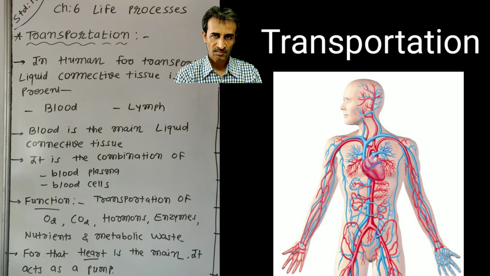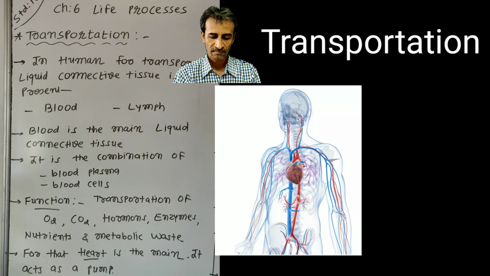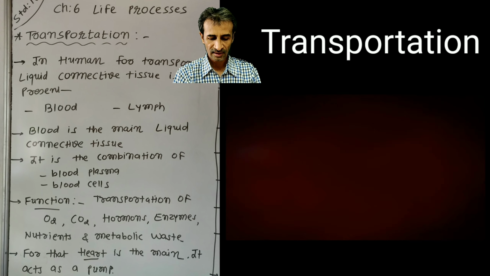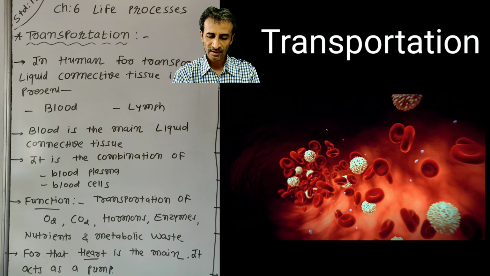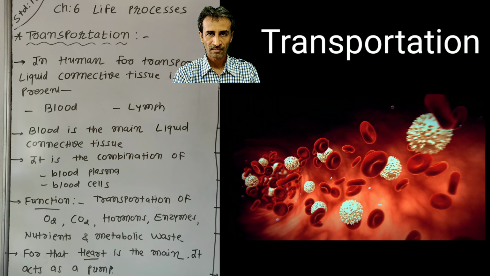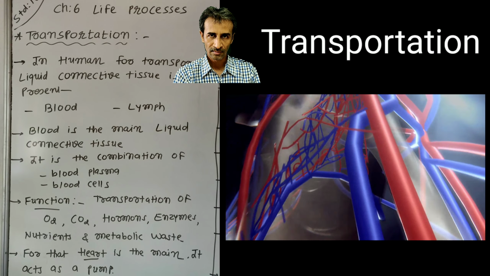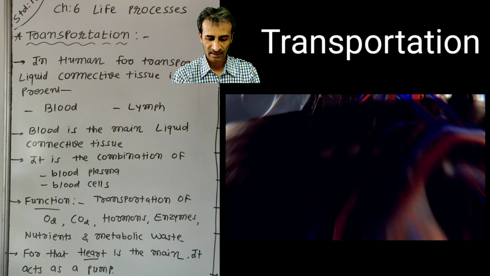Now the transportation in the human being. In a human being, for the transportation, a liquid connective tissue is present. The liquid connective tissues are blood and the lymph. First of all, we will start with the blood. The blood is a liquid connective tissue. It is made up of two parts, the blood plasma and the blood cells. They are RBC, WBC and the blood platelets.